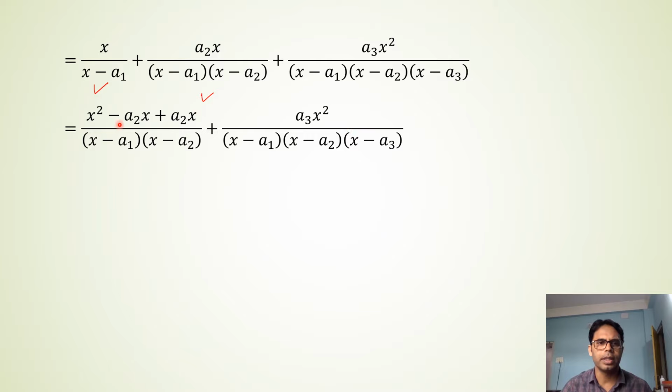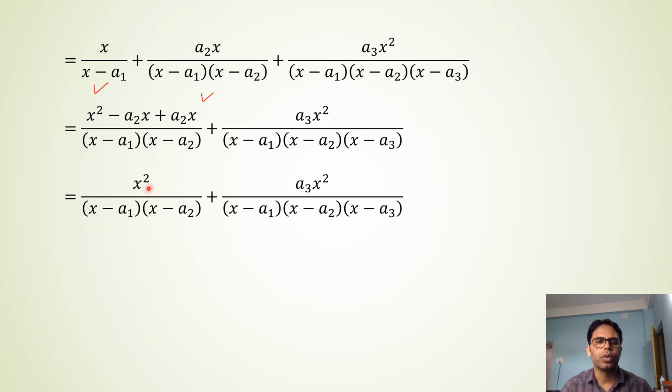Now after cancelling this, you can take LCM among these two terms. So it is x square by x minus a1, x minus a2, and a3 x square by x minus a1, x minus a2, x minus a3. Among these two you now take LCM, and the LCM is these three terms, x minus a1, x minus a2, and x minus a3.